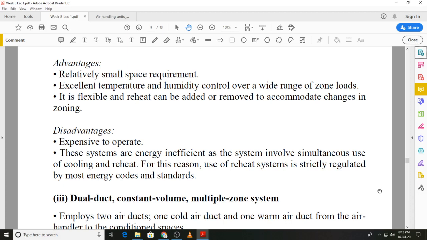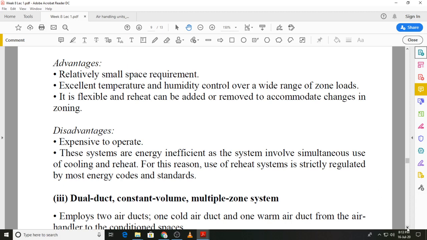But the prime disadvantage is the energy cost. It is expensive to operate, so it's energy inefficient, and for this particular reason, especially these days when there is a great emphasis on energy conservation, the use of these systems is quite strictly regulated by most energy codes and standards all across the globe.